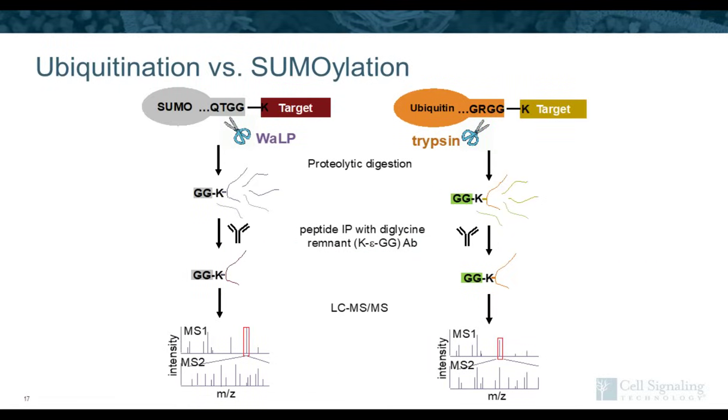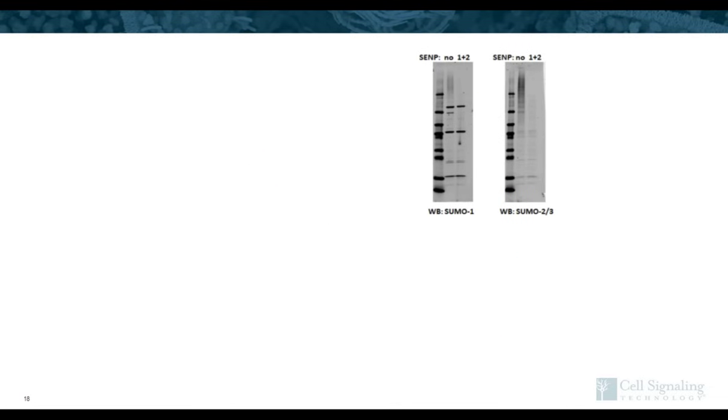So now we have two different enzymes, and we can take the same sample, split it in half, cut half with trypsin to look at ubiquitination with that diglycine remnant antibody, take the other half and digest with the alpha-lytic protease, and now look at sumoylation. So a little bit of sample data on this.